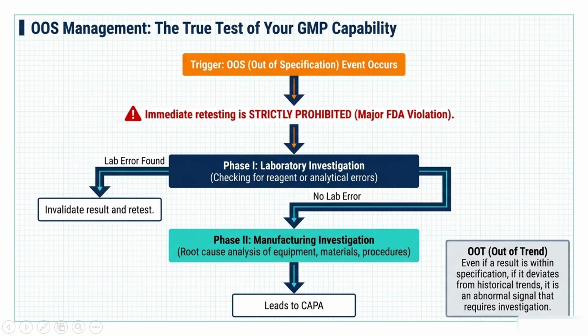First, you must conduct a Phase 1 laboratory investigation to check for lab errors. If there is no lab error, you move to Phase 2, a manufacturing investigation, to find the root cause in the equipment, materials, or procedures, which eventually leads to a CAPA. Also, even if a result is within specification, if it deviates from historical trends, out of trend, or OOT, it is considered an abnormal signal that requires investigation.